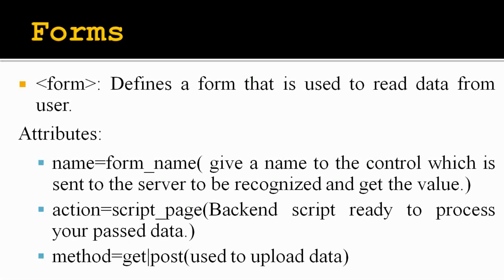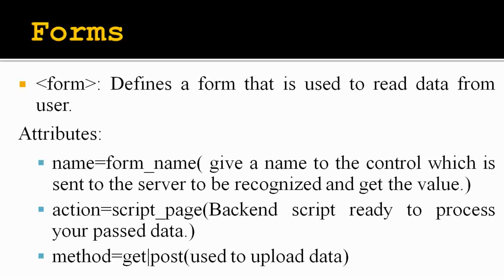And the third attribute is method, which is used to send your data to the CGI script. We can send our data in two different methods: one is the get method and the other is the post method. Here we have a few differences between get and post.